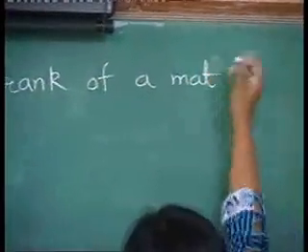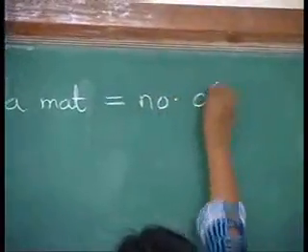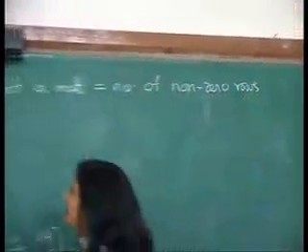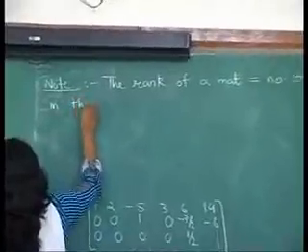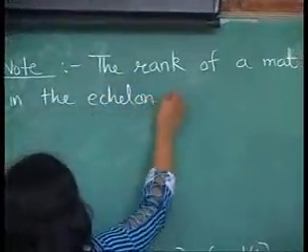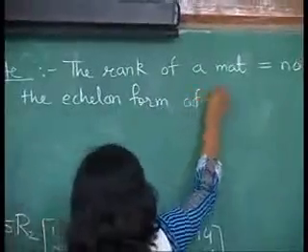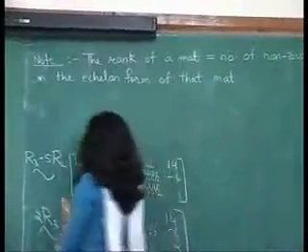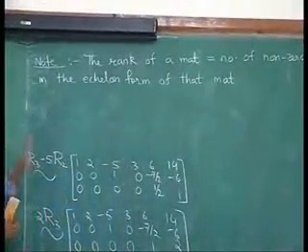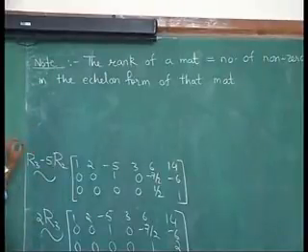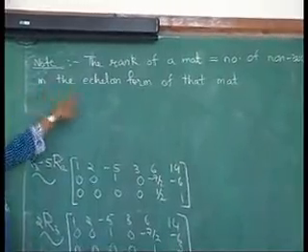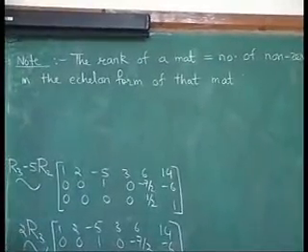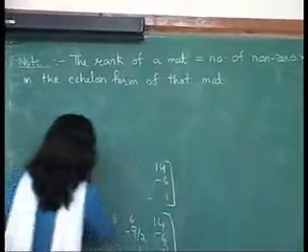The rank of a matrix is equal to the number of non-zero rows in the echelon form of that matrix. We won't go into why this actually works, but this is a very nice method of finding the rank of a matrix. What you need to do is first obtain the echelon form of the matrix and then simply count the number of non-zero rows in that matrix. So let's try out an example.